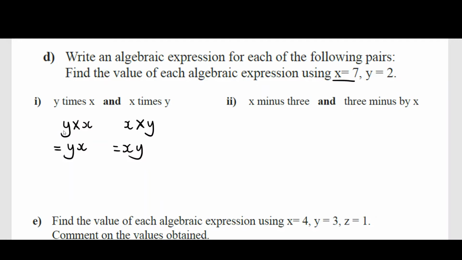Now, x equals 7 and y is 2. So this is going to be 2 times by 7, which is 14. And here we've got 7 times 2, which equals 14.